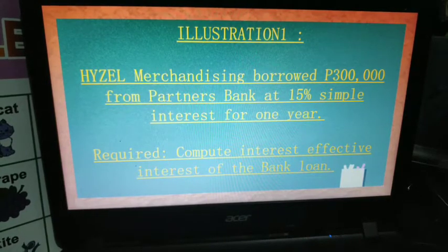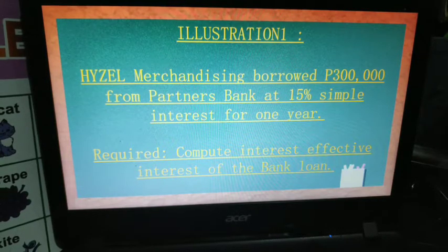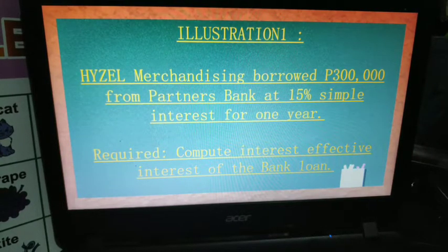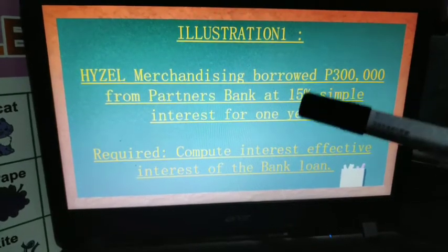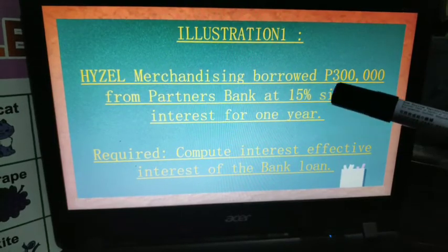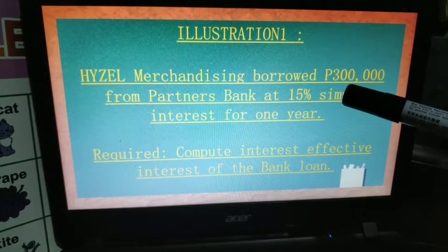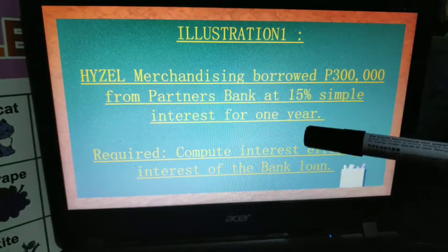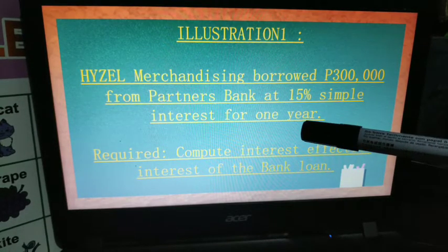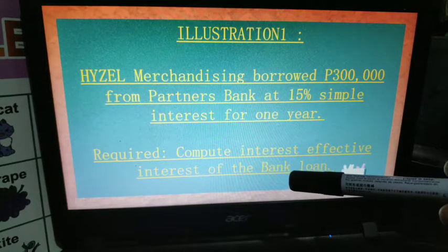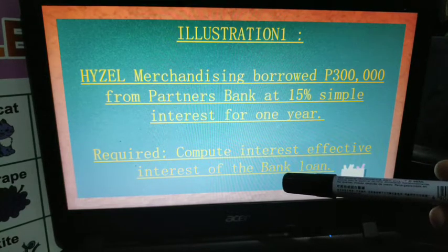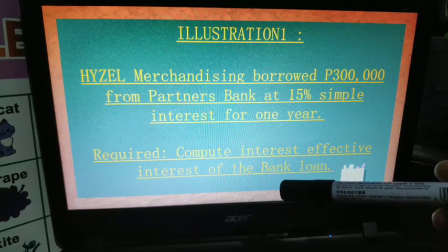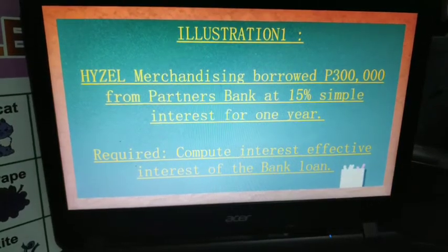In illustration number 1, Hazel Merchandising borrowed 300,000 from Partners Bank at 15% simple interest for 1 year. The interest rate is stated as 15%, the principal is 300,000, and the time is 1 year. The requirement for this problem is to compute the effective interest of the bank loan. Now, we will proceed to the solving.